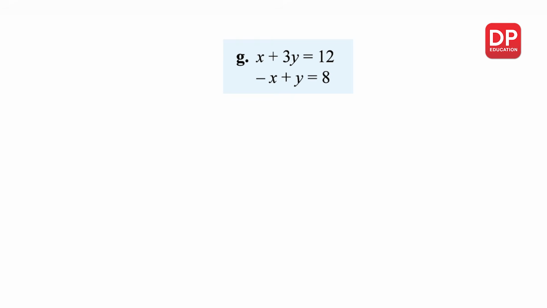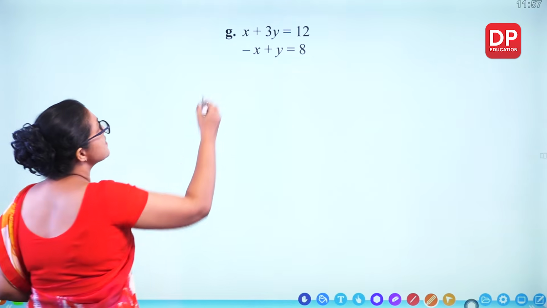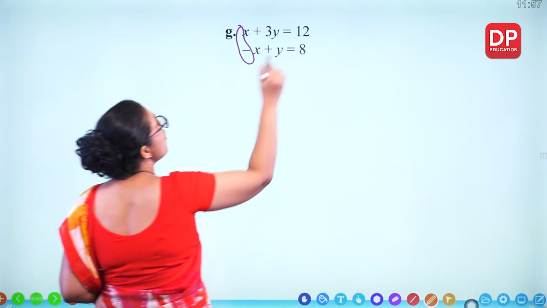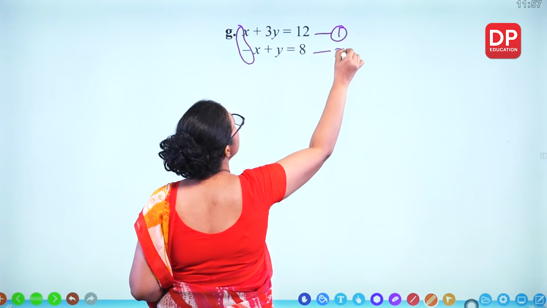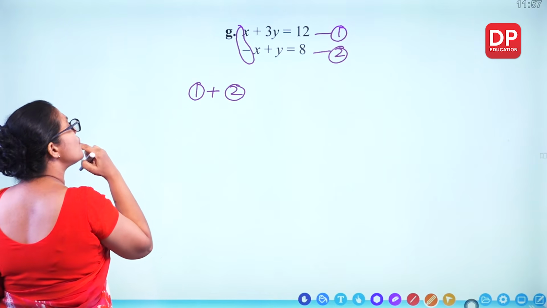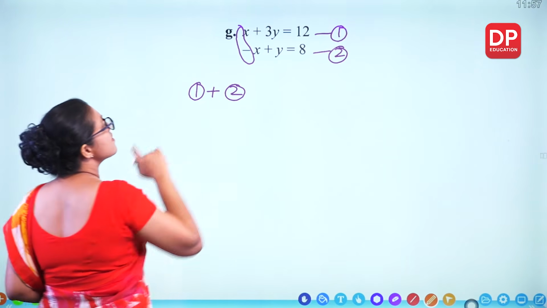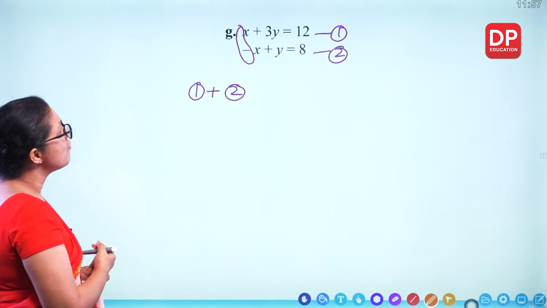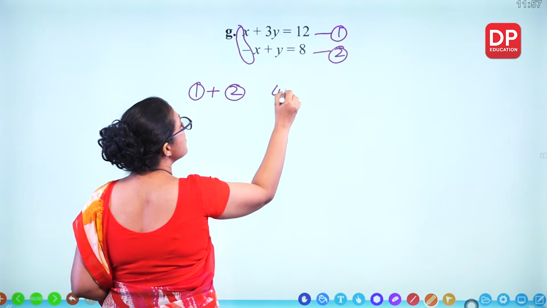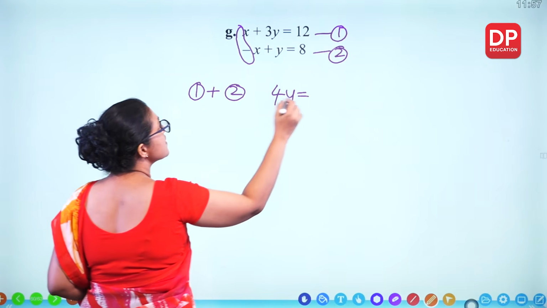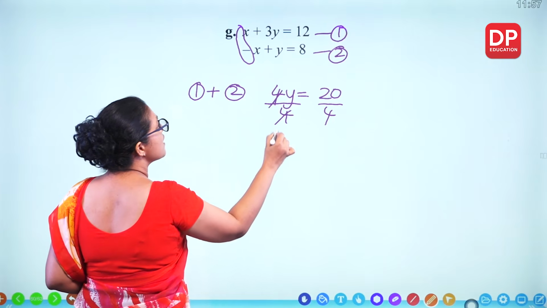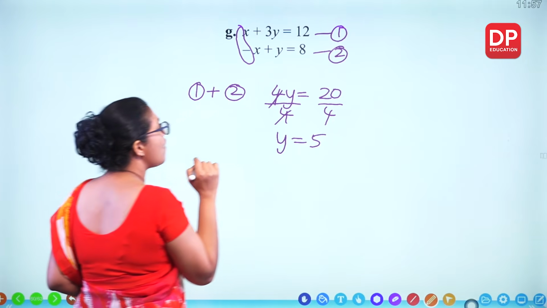This one, minus x and plus x. Signs are different, same coefficient. So you can add the two equations. When you add the two equations, x you can get rid of. So 3y plus y becomes 4y, 12 plus 8, that's 20. Divide by 4, you get y equals 5.